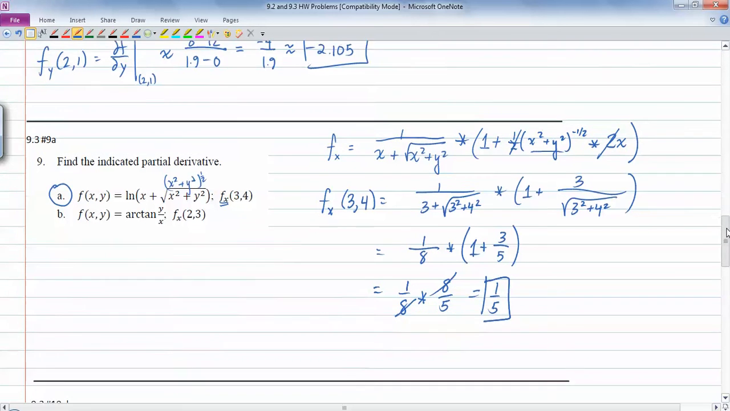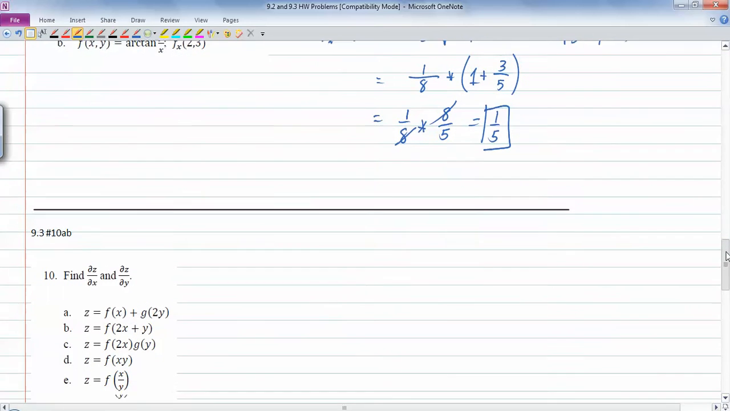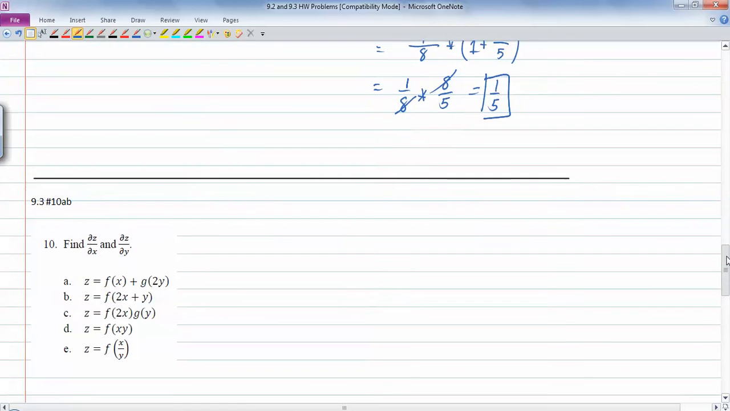So let's go on. Let's take a look at the next one. Number 10, A and B. 2x plus 5. I didn't realize it was 2x. I thought it was just x. All right. So let's see, A and B for number 10. All right. So 10a, z equals some function that's only in terms of x plus some function that's only in terms of y's. 2 y's for some reason.